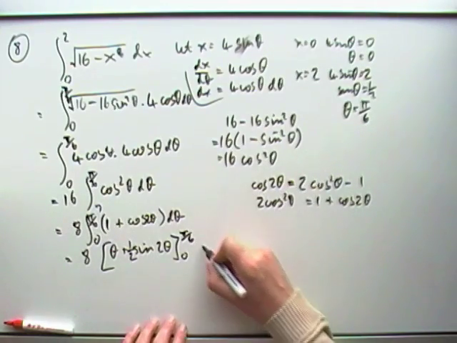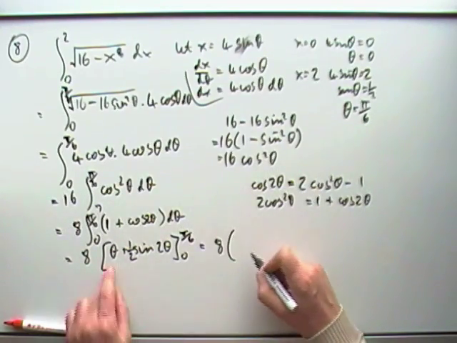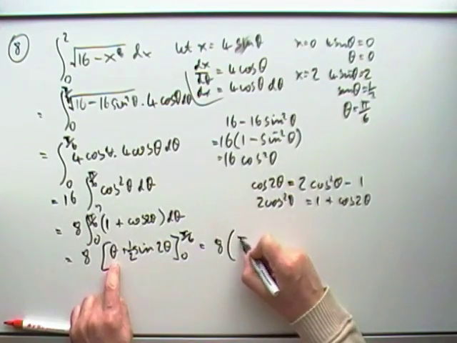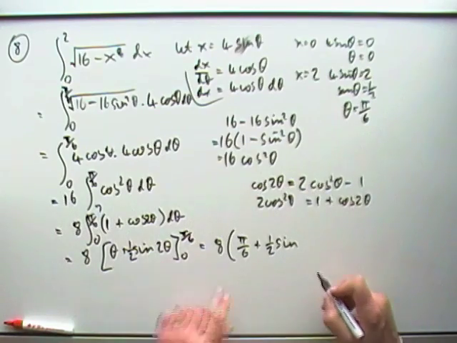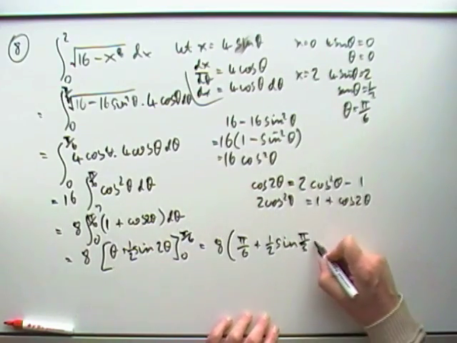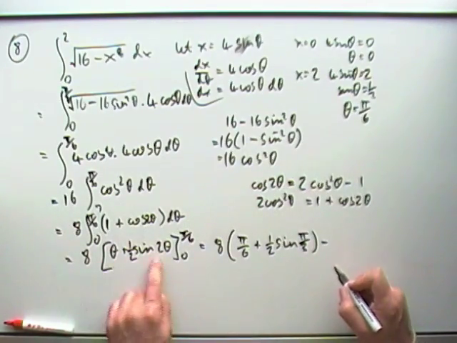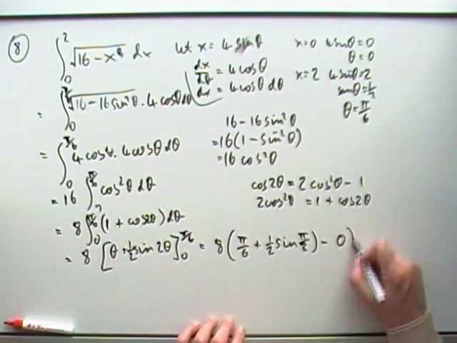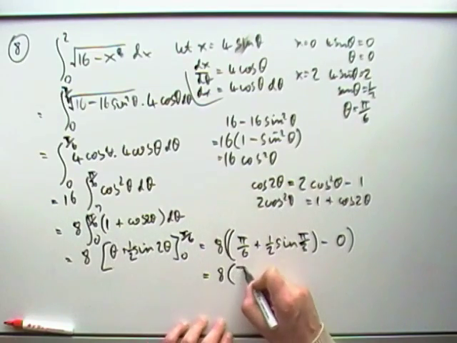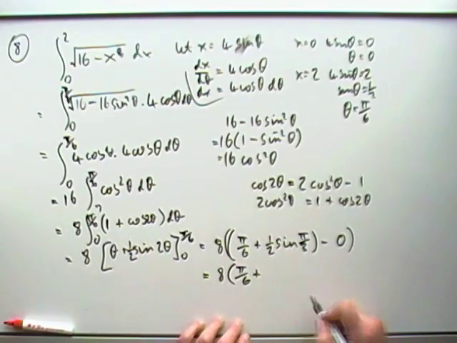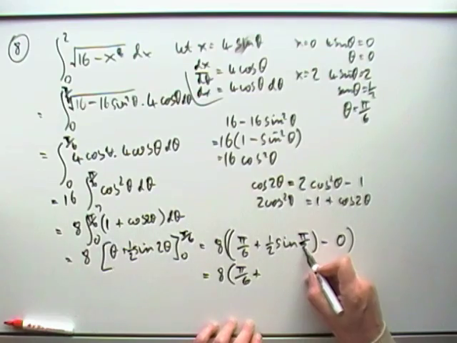Then evaluate that. So what have I got? I've got 8 times, well, first of all at pi upon 6. So that's pi upon 6 plus a half sine of double pi upon 6, which is pi upon 3. I'm still okay with that one. Minus, and then 0 and sine 0, they're both 0. So minus 0.